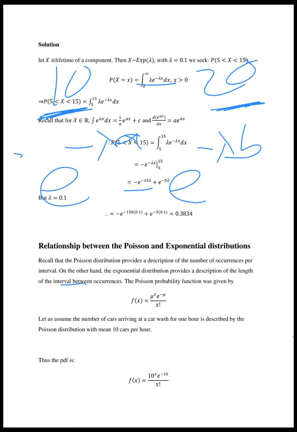Sometimes you might not be given lambda as lambda. You can just be given mu, right? But understand that 1 over mu is always equal to lambda. That's the basic thing to understand. Now, that's all you need.